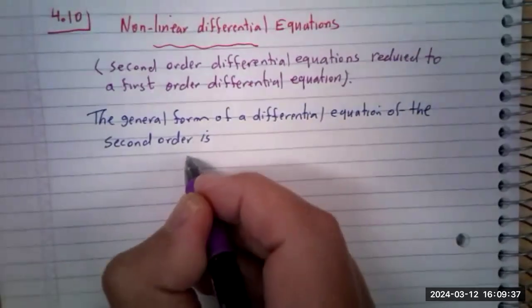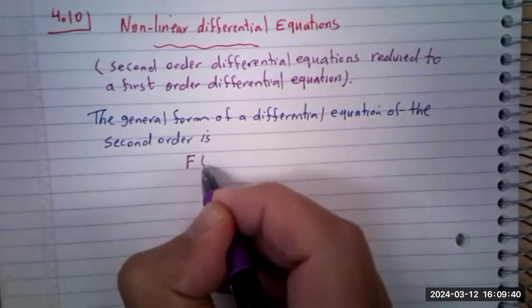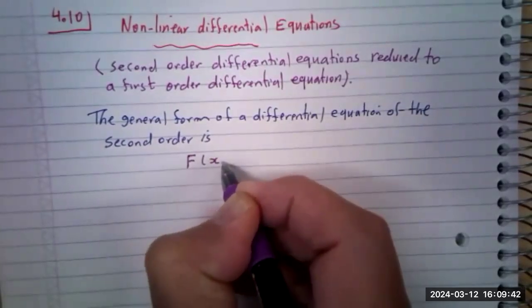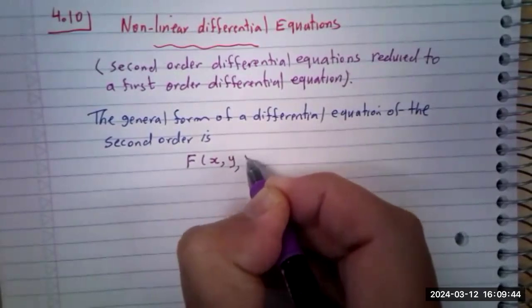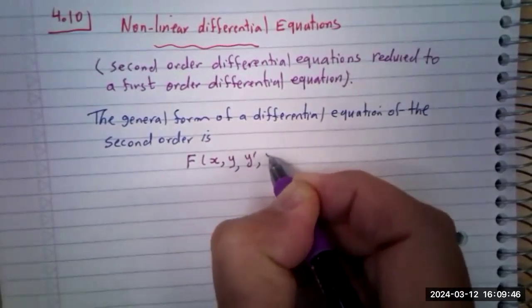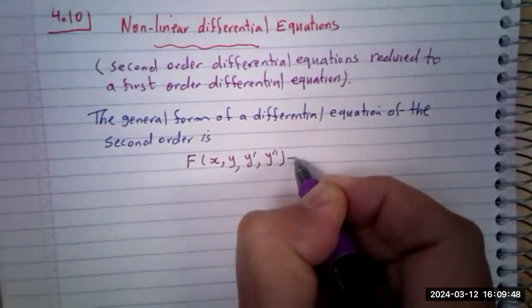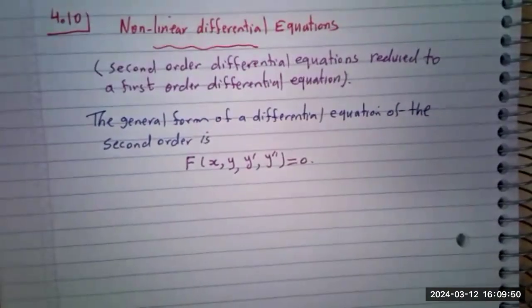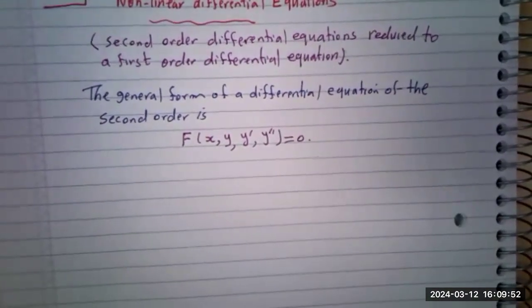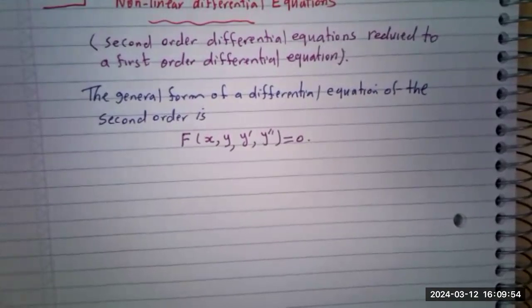This is going to be the function equal to zero, of x, y prime, and y double prime. It's general. So we're going to consider two cases: the case that y is missing, and the case that x is missing. This is going to be the idea. You have to recognize each case and go for it.